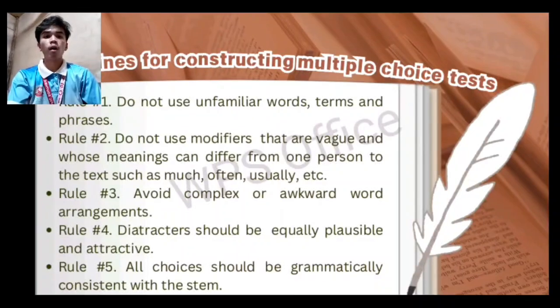Rule number 5, all choices should be grammatically consistent with a STEM. So, anong ibig sabihin? Kailangan yung choices mo is grammar consistent sa STEM mo. For example, the capital city of the Philippines is A, Davao, B, Cebu, C, in Manila, D, Manila. So, yung C, in Manila, breaks the grammar consistency sa STEM mo. So, kailangan all answers must fit grammatically with the STEM.